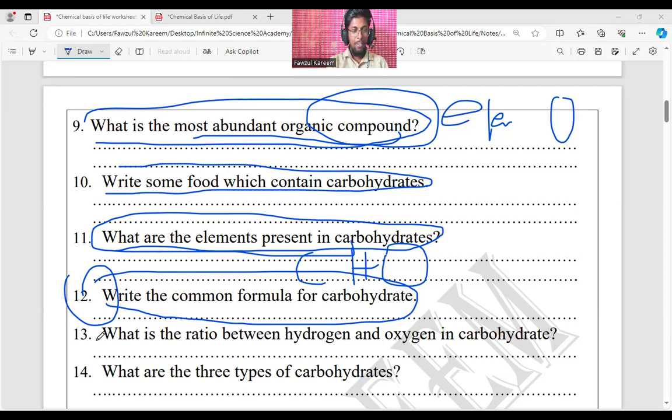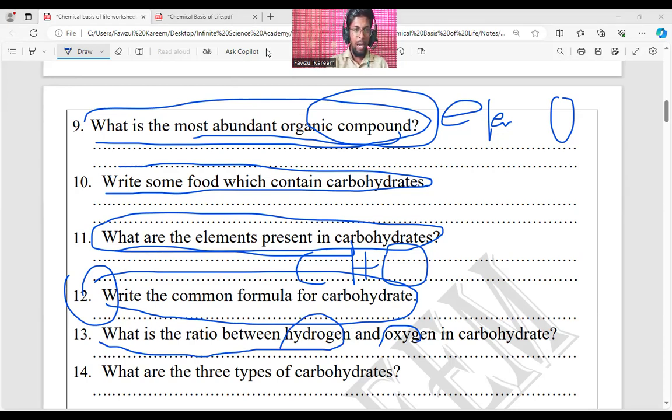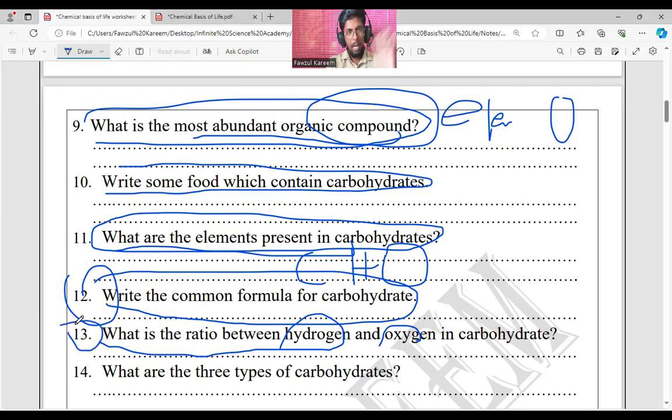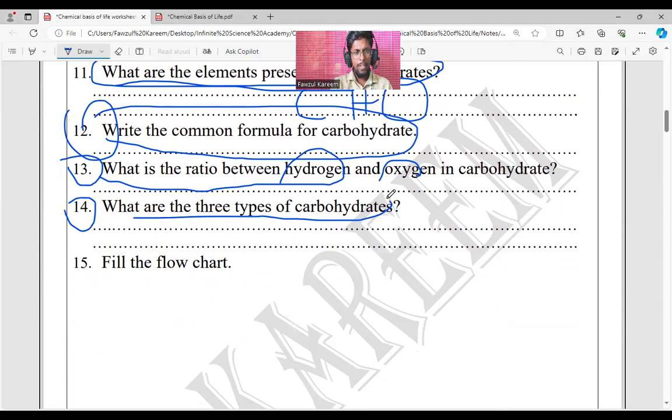So now, what is the ratio between hydrogen and oxygen in carbohydrate? Yes, 2:1. Okay. My dear, in the last class I didn't explain this yet. Question number 13, I haven't explained up to now. Don't worry, I'll explain the ratio later, right? Then, what are the 3 types of carbohydrates? Can anyone say? Monosaccharide, okay, disaccharide, polysaccharide. Okay.